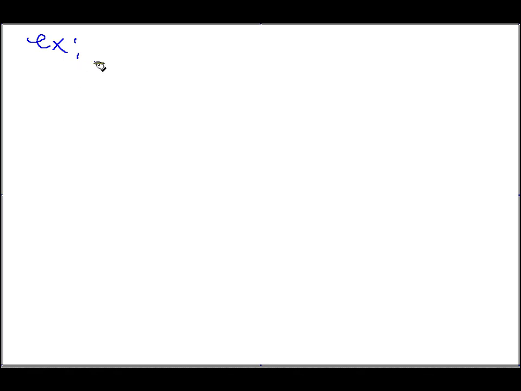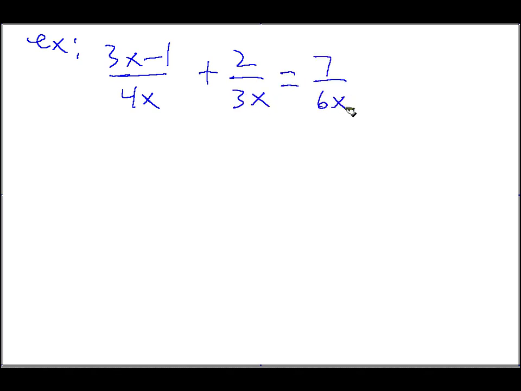Let's look at (3x minus 1) over 4x, plus 2 over 3x, equal to 7 over 6x. Not too bad. Let's look at these three denominators: 4x, 3x, and 6x. Again, we're going to multiply all three of them by the LCD to get rid of these. So what is the LCD? Hopefully after thinking about it, you see the least common multiple of 4, 3, and 6 is 12.